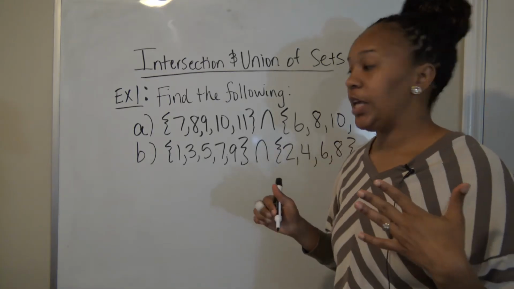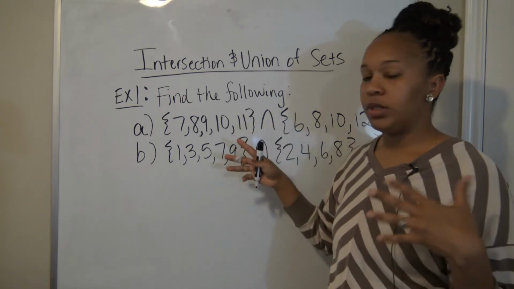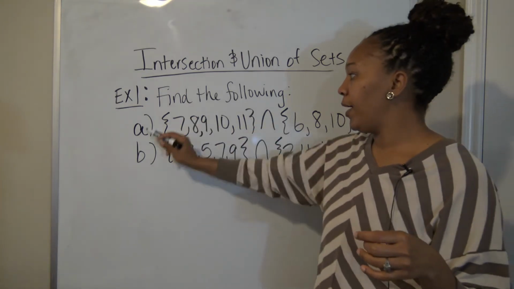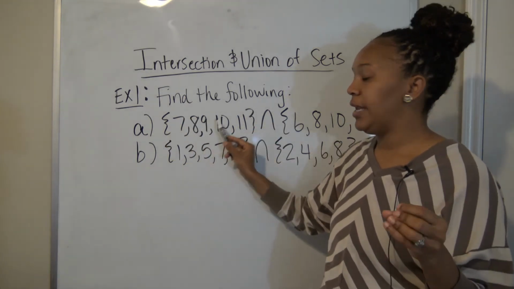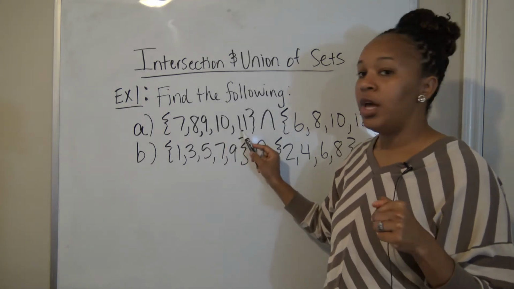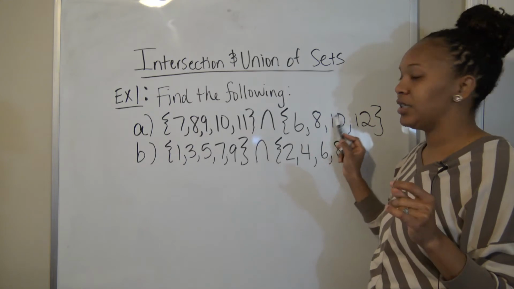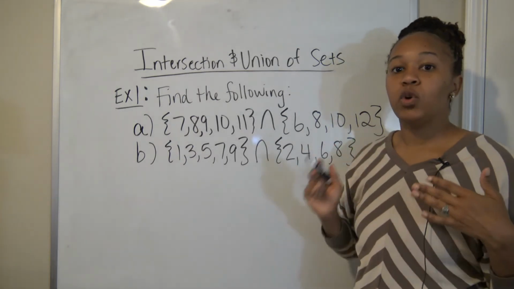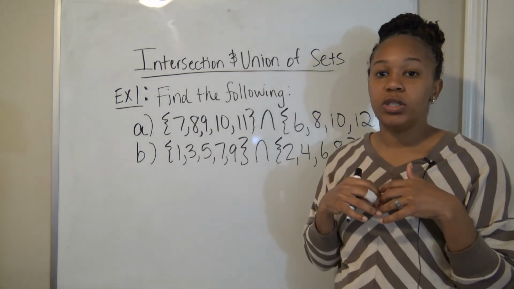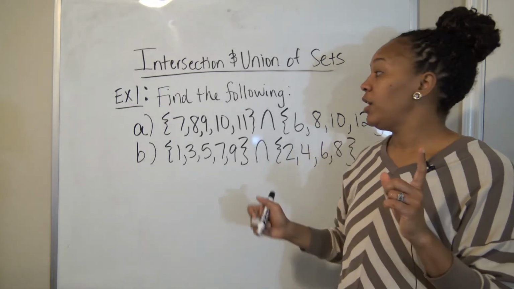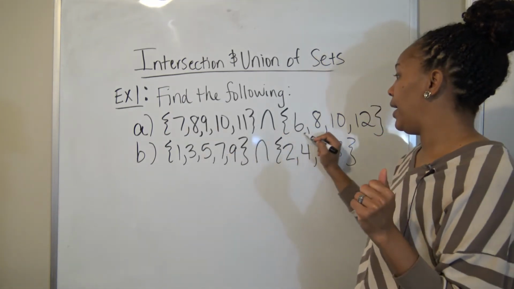For this first example, we want to find the following. So we have two different parts. For part A, we have this set with 7, 8, 9, 10, and 11 in it. And we want to find the intersection of that set with this set that has 6, 8, 10, and 12 in it. So remember, intersection is what the two sets have in common. So I'm looking for something that's in both this set and in this set.